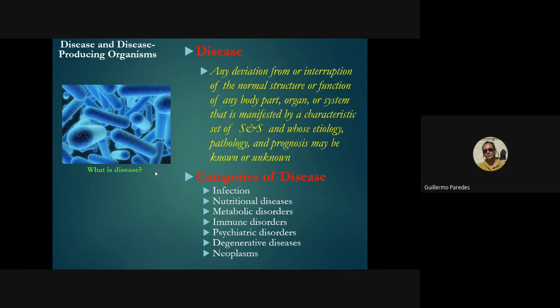Just in conclusion, disease is any deviation of the functions of the organ or system. Any alteration of the functions of the organ or system, that is called disease. So a disease is going to have changes in the physiology, and then it is going to have changes in the anatomy. Tell me, which one changes first in the disease, the function or the anatomy?